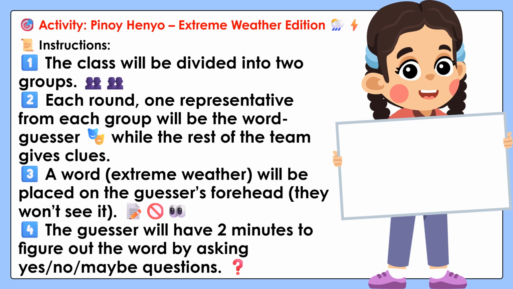Instructions: the class will be divided into 2 groups. Each round, one representative from each group will be the word guesser, while the rest of the team gives clues. A word, extreme weather, will be placed on the guesser's forehead. They won't see it. The guesser will have 2 minutes to figure out the word by asking yes, no, maybe questions.